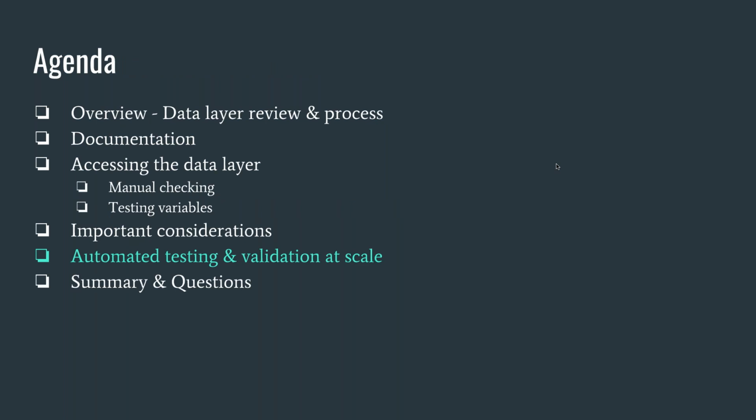Awesome. So we've gone through what the data layer is, documentation that you need for testing, documentation that you should have in general, how to access, how to manually check the data layer, seeing what it looks like both in theory and in practice, and then some of those important considerations to keep in mind. Now I want to get into just what automated testing can look like, and then also some validation at scale.